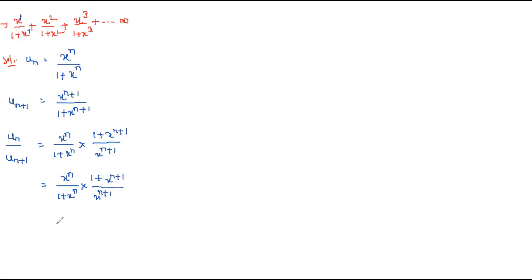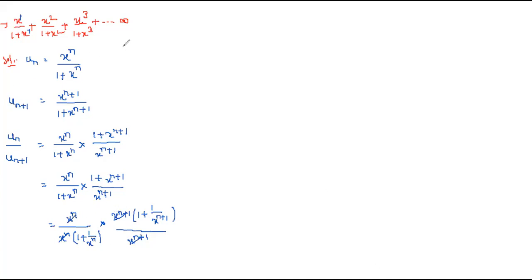And now what can we take common? x power n as it is here. Take x power n as common. If you take that as common, what will we get? 1 plus 1 by x power n. And next, here x power n plus 1 is the common one, and what will we get? 1 plus 1 by x power n plus 1, by x power n plus 1. So here x power n both will cancel, and x power n plus 1 both will cancel.